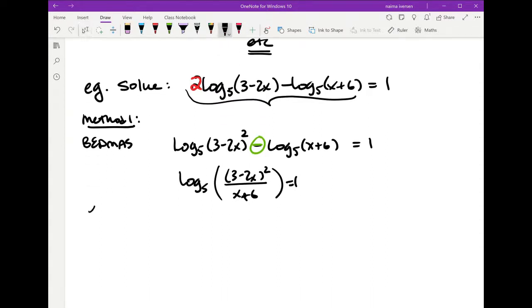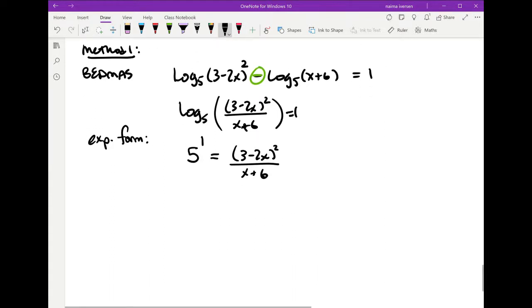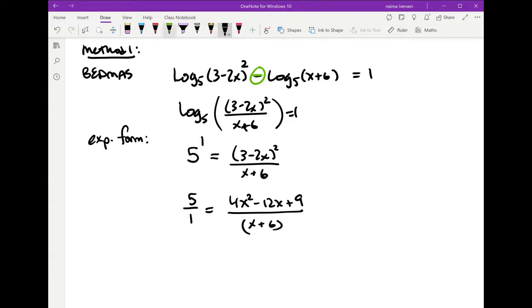Now, change to exponent form. The base is 5. Logs are exponents. My exponent is 1. And my leftover is (3 minus 2x) all squared divided by (x plus 6). So this is 5 over 1 on the left side. This is 4x squared minus 12x plus 9 over x plus 6 on the other side. If I want to get that common denominator on both sides, I'm going to multiply by x plus 6 and x plus 6. And I'm going to get 5x plus 30 is equal to 4x squared minus 12x plus 9.